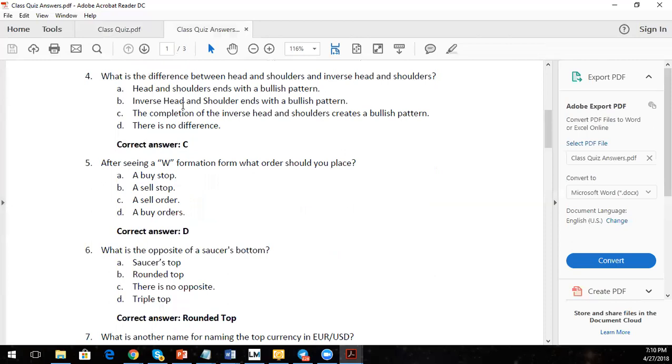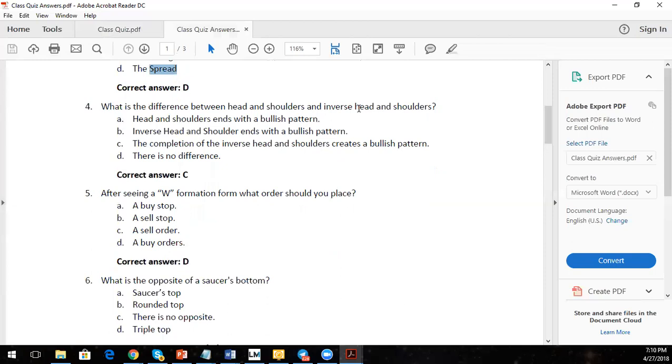What is the difference between head and shoulders and inverse head and shoulders? So the correct answer is C. The completion of the inverse head and shoulders creates a bullish pattern. The head and shoulders creates a bearish pattern, while the inverse head and shoulders creates a bullish pattern. So just keep that in mind. They're pretty much the same thing, just in different directions.